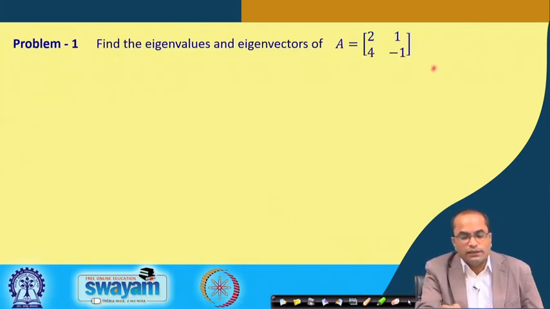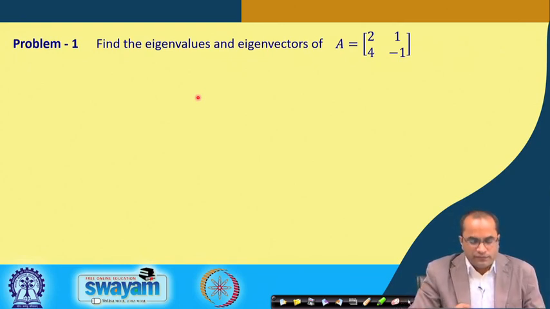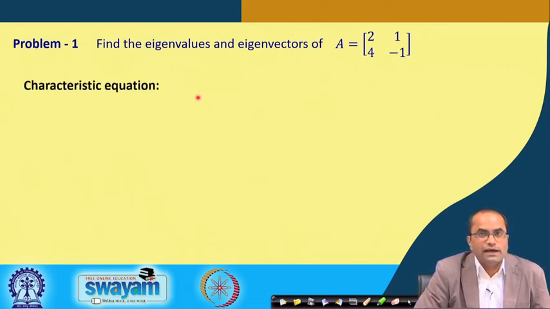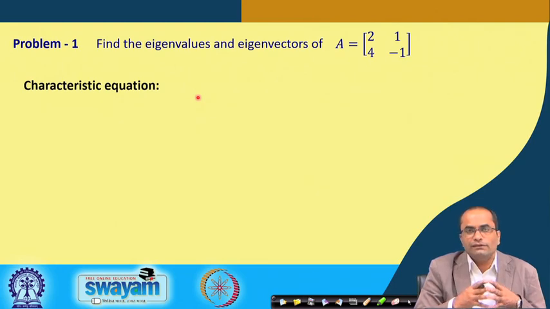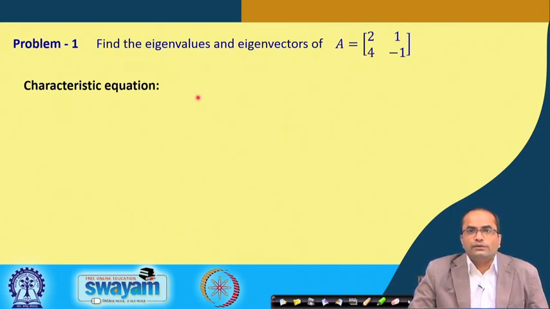Okay, so let us go through the problem here. Problem number 1: find the eigenvalues and the eigenvectors of this matrix A = [2 1; 4 -1]. A very simple example, we start with the evaluation of these eigenvalues and eigenvectors. So, here first we have to write down the characteristic equation, and we need to solve the characteristic equation always to find the eigenvalues, and then for each characteristic value or each eigenvalue we have to solve that system of equations, and we will get in that way the eigenvectors.